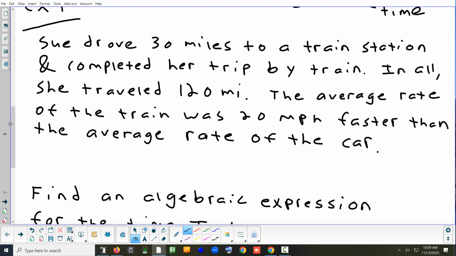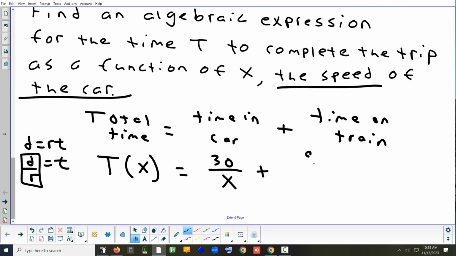They don't give us the distance the train traveled, but we can figure it out. What's the distance that the train traveled? 90 miles. 90, right? We know the total trip is 120. She did 30 in the car, so the rest must have been on the train. So there's the distance on the train, and now divide that by the speed of the train, and that'll give you the time of the train. So what's the speed of the train? X plus 20. Yep.